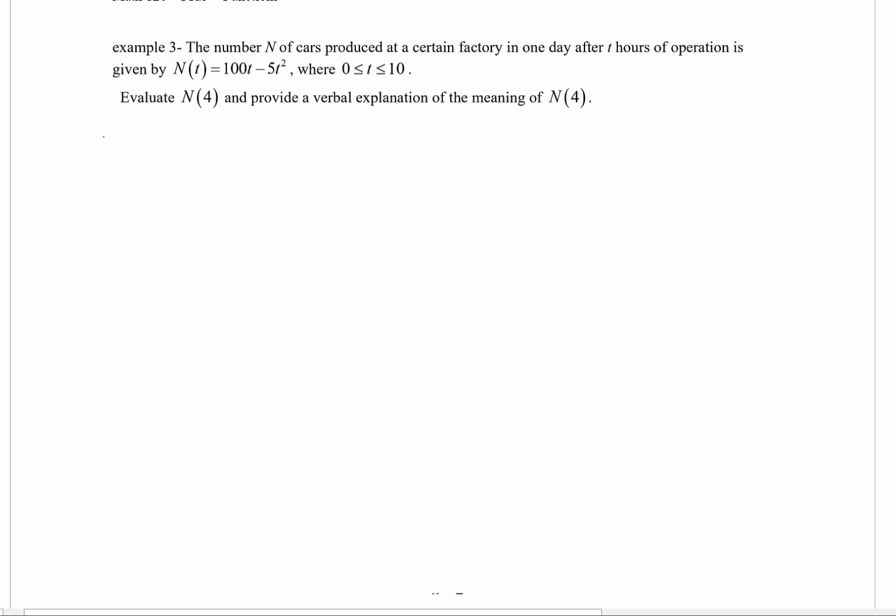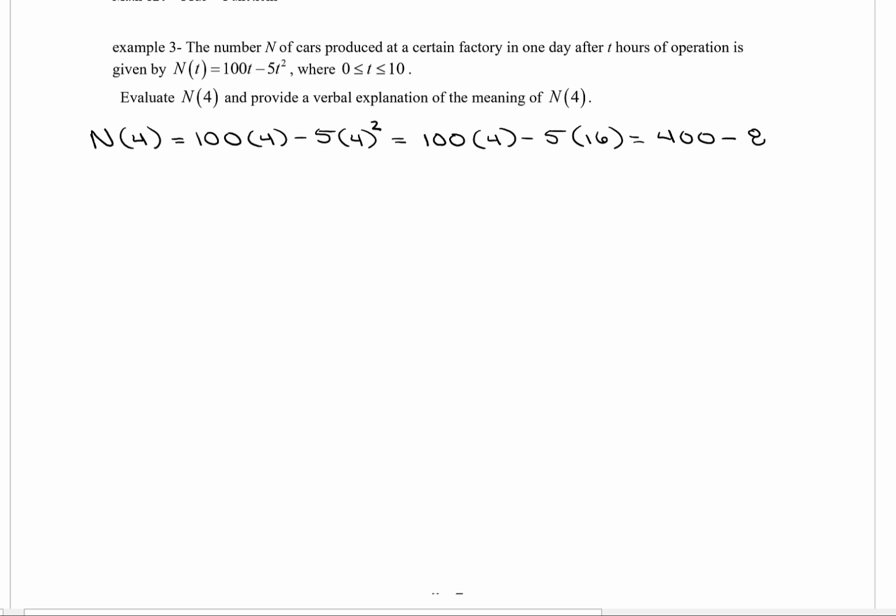Let's begin by evaluating n of 4. n of 4 is equal to 100 times 4 minus 5 times 4 squared, which is equal to 100 times 4 minus 5 times 16, which equals 400 minus 80. This is going to be equal to 320. So n of 4 equals 320. Now I'm going to go ahead and box that in.